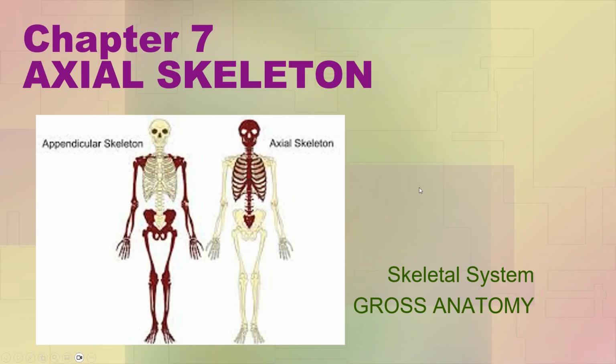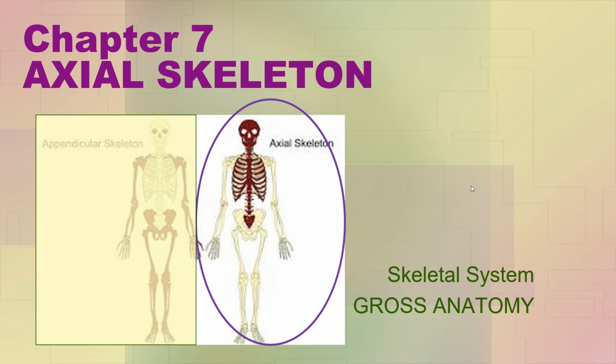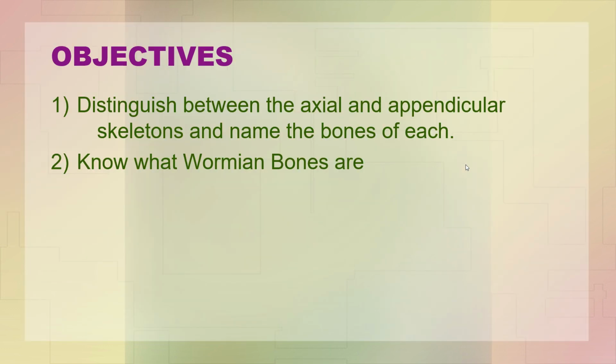Hello, this is going to be a short video over chapter 7 and 8 over axial skeleton and appendicular skeleton. Chapter 9 is going to be in a different video. So let's take a look at chapter 7 and what information you're going to need to know for this upcoming test. With chapter 7, it's just going to be on axial skeleton. So we're just going to be talking about bones of the head, rib cage, vertebra, and sacrum.